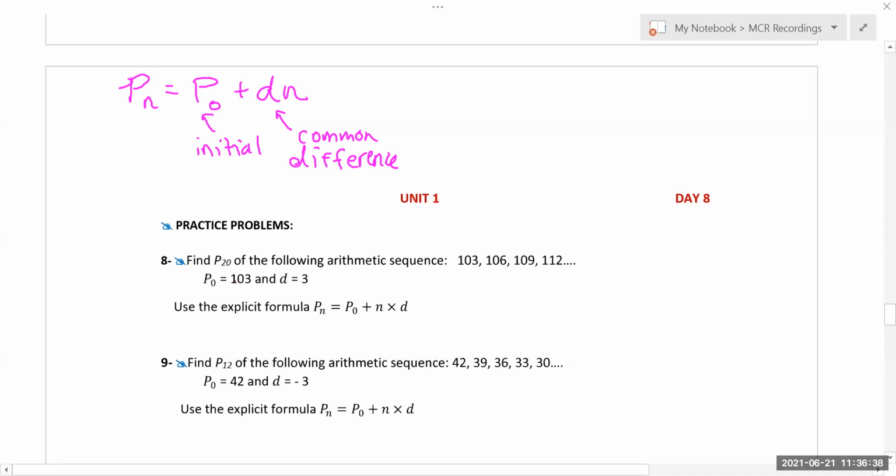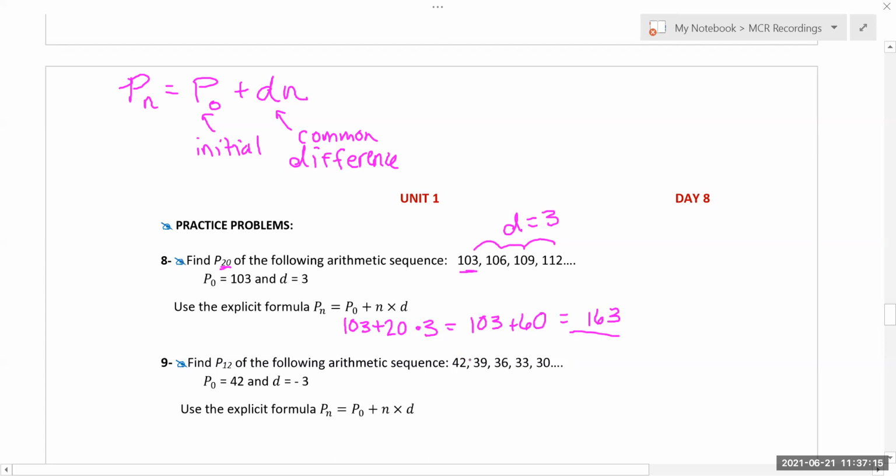So if I want the 20th one, P20, I don't want to have to write out these iterations 20 times. My P0 is 103. Then if I go through here, 3, 3, 3. So my D is 3. So knowing that, I can put it in. P0 is 103, N is 20, and D is 3. So it gives me 103 plus 60, which is 163 for my answer.